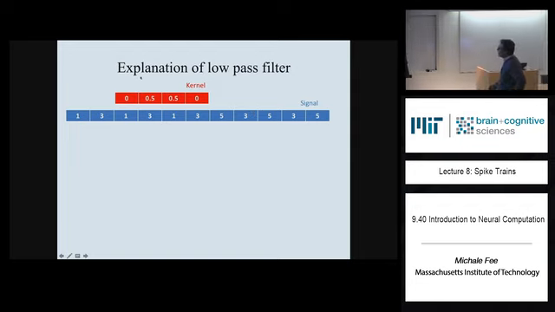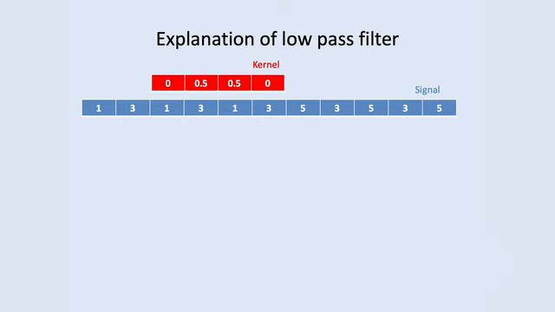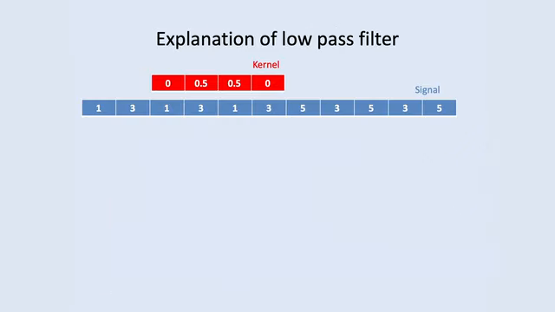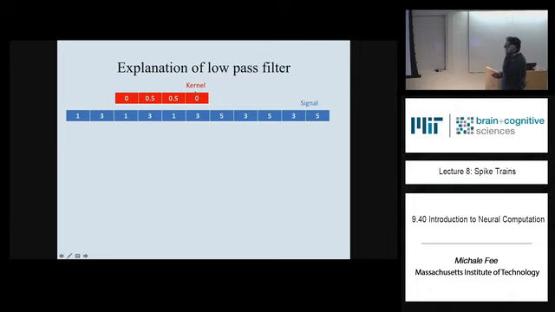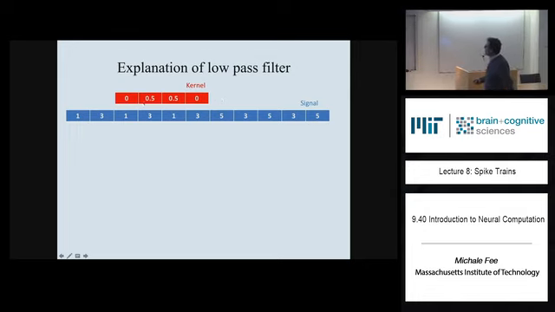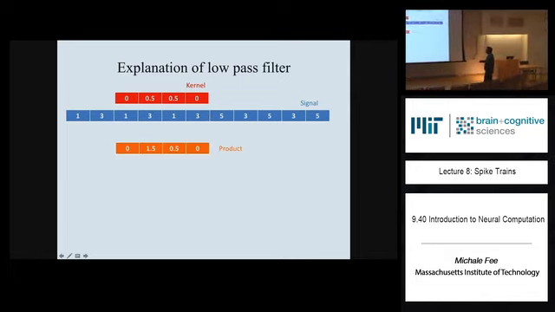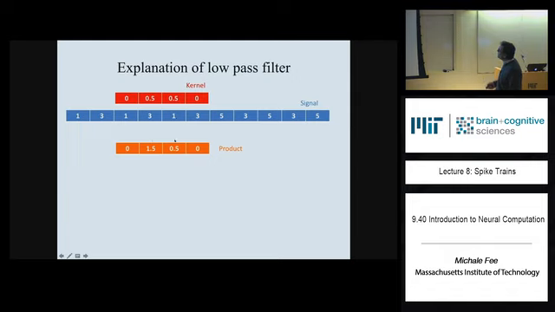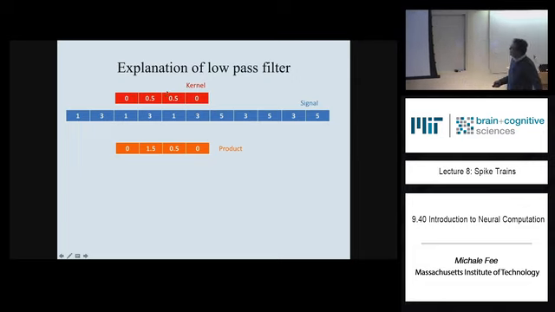Now, here is our kernel. This is a representation of a kernel that looks like this. The kernel is 0, 0.5, 0.5, and 0. Basically, what we're going to do is place the kernel at some point in time over our signal, and multiply the kernel by the signal, time element by time element. You can see that the product of the kernel with the signal is 0 times 1 is 0. 0.5 times 3 is 1.5. 0.5 times 1 is 0.5. And 0 times 3 is 0. So that's the product of the kernel and the signal within that time window.